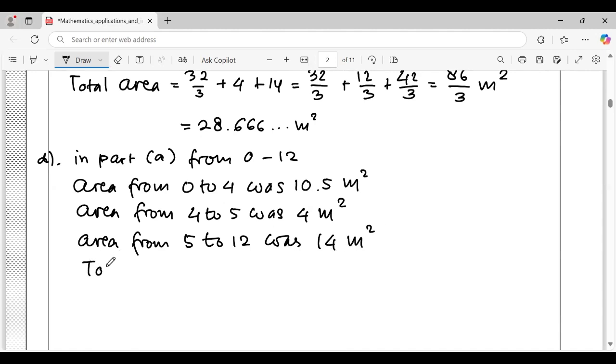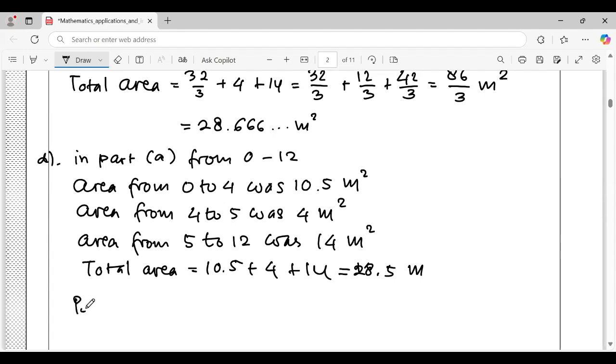So the total area equals 10.5 plus 4 plus 14. It equals 28.5 square meters.